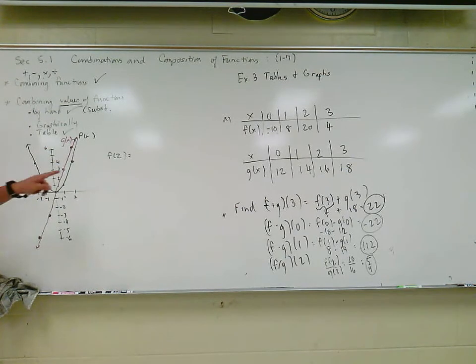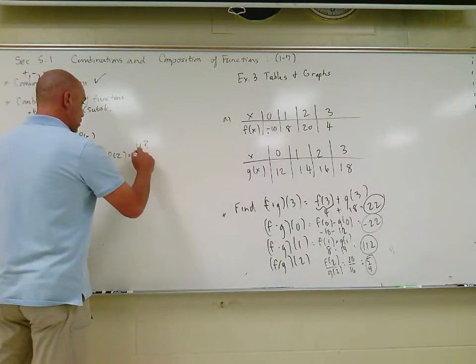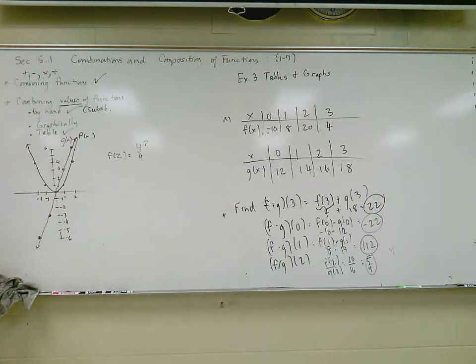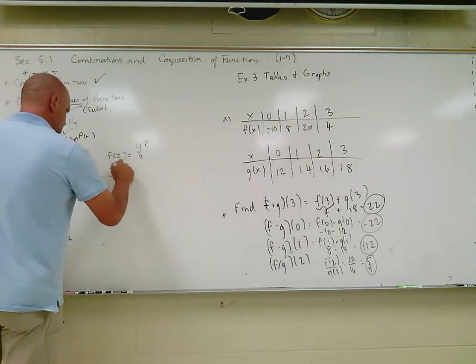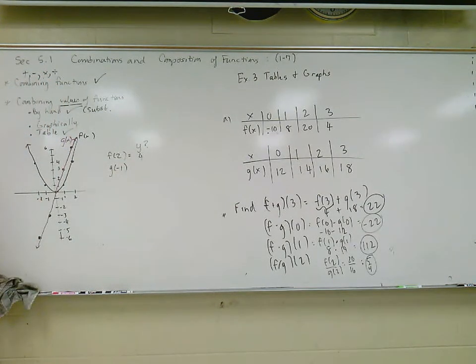Okay, so you knew to go where? It's Battleship, remember? Here's x, you go up to the point and you give the y. So f of 2 means, what's the y? 4. On that graph, when x is 2, so it's giving you the location. If I ask this, g of -1, which one do you go to?